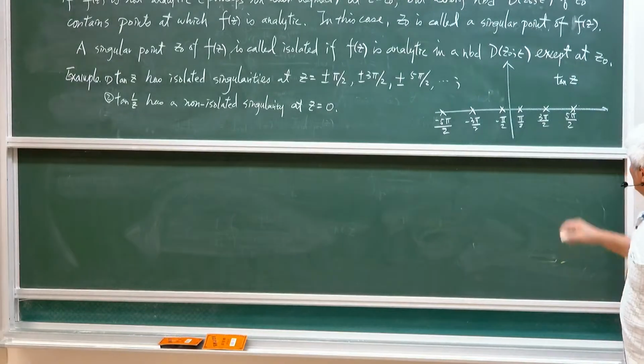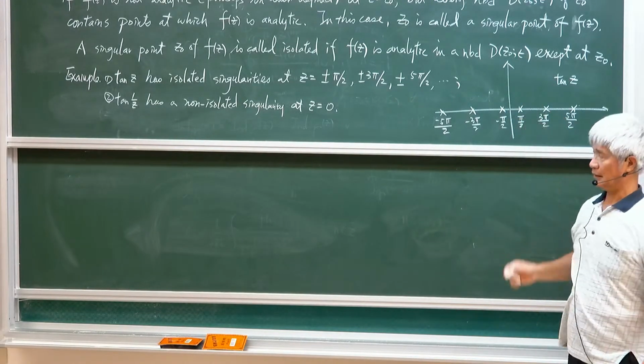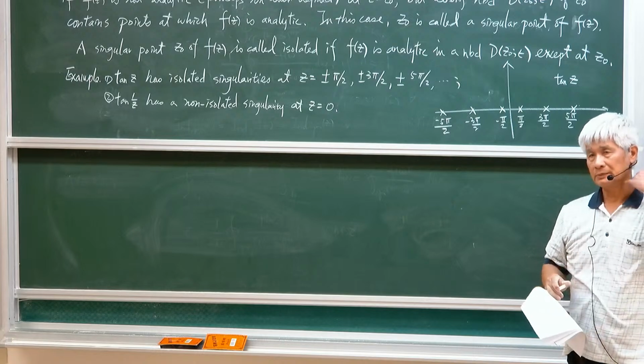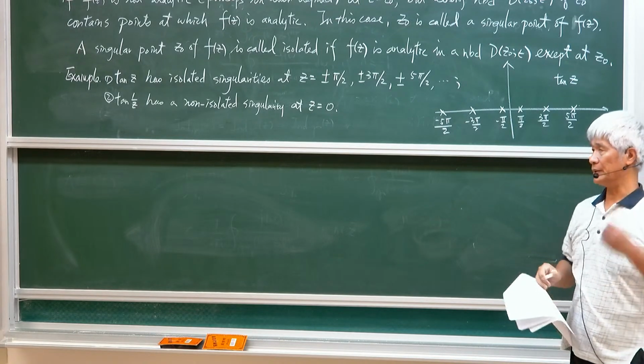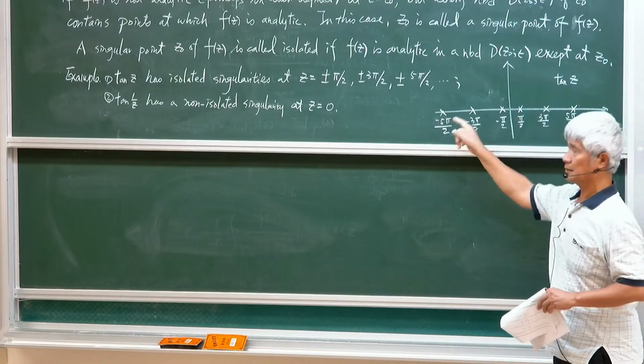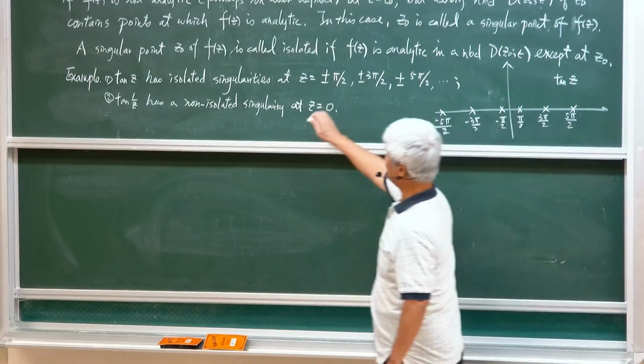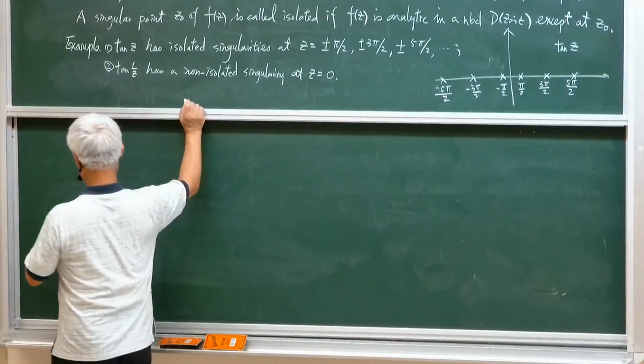Right. So tangent z is analytic at all points of the complex plane except these countably many points. So that's tangent z.